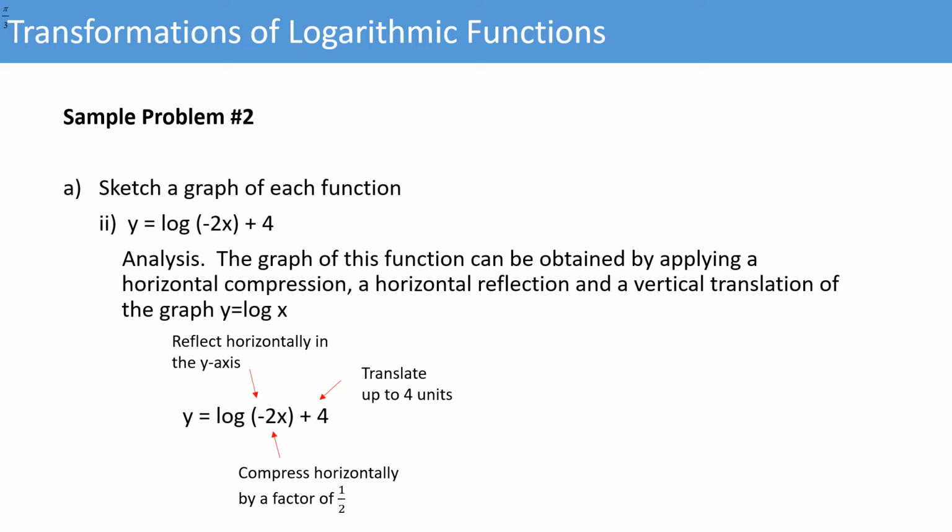Sketch a graph of this function. Y equals log(negative 2x) plus 4. But before we begin, let's do an analysis to see if we're right. So the negative is going to be a horizontal reflection in the y-axis. The 2 represents a horizontal compression by a factor of 1/2. The plus 4 represents a translation up 4 units. Let's see if we're right.